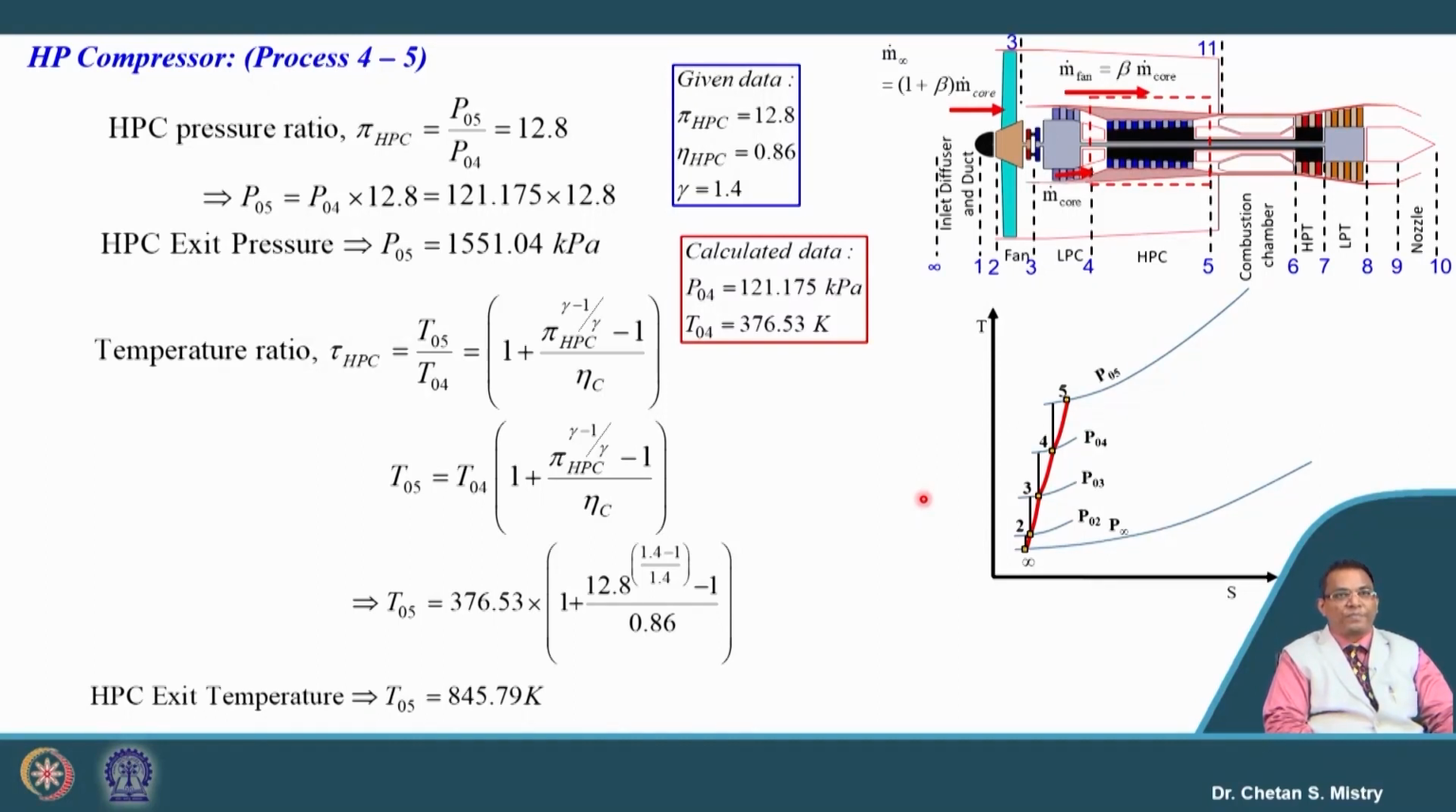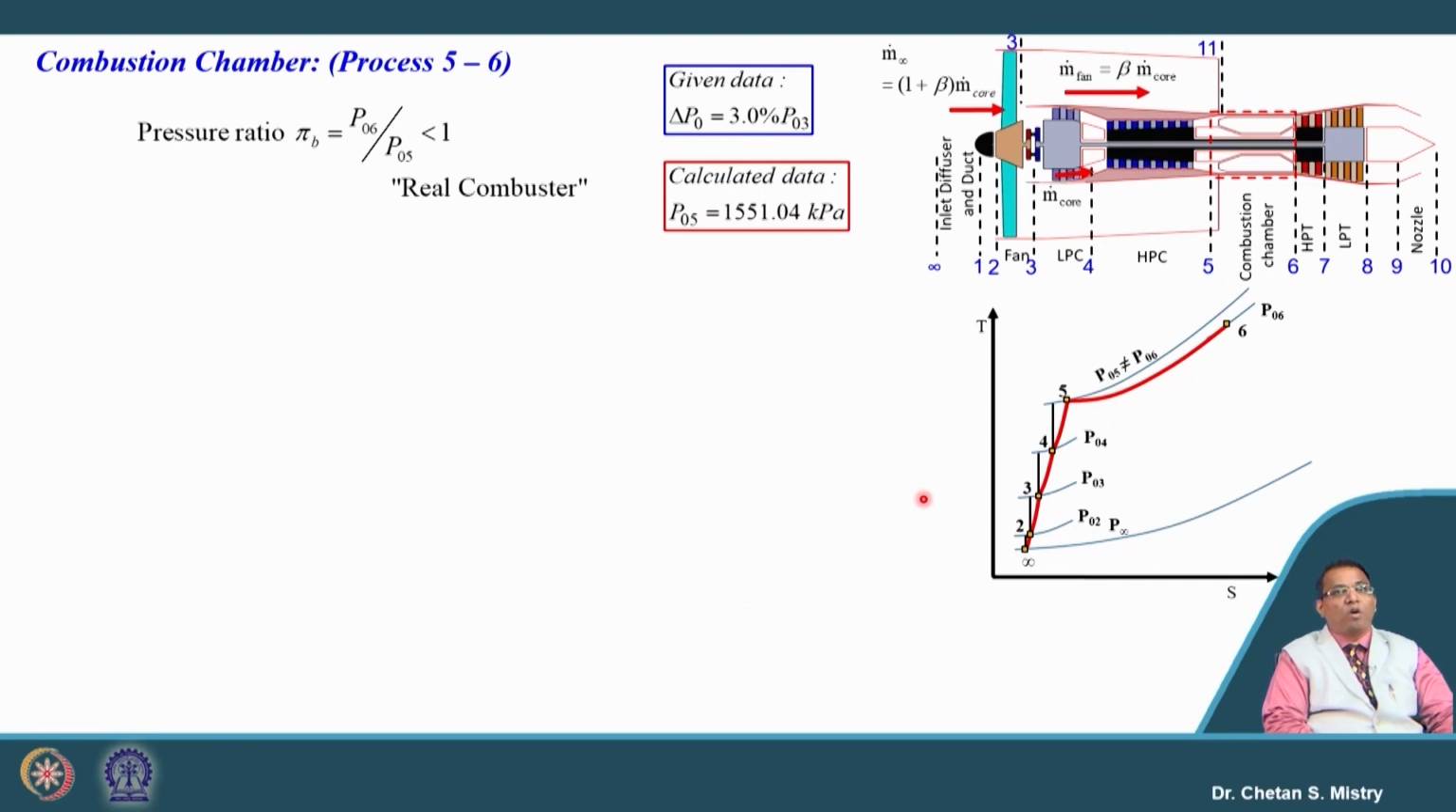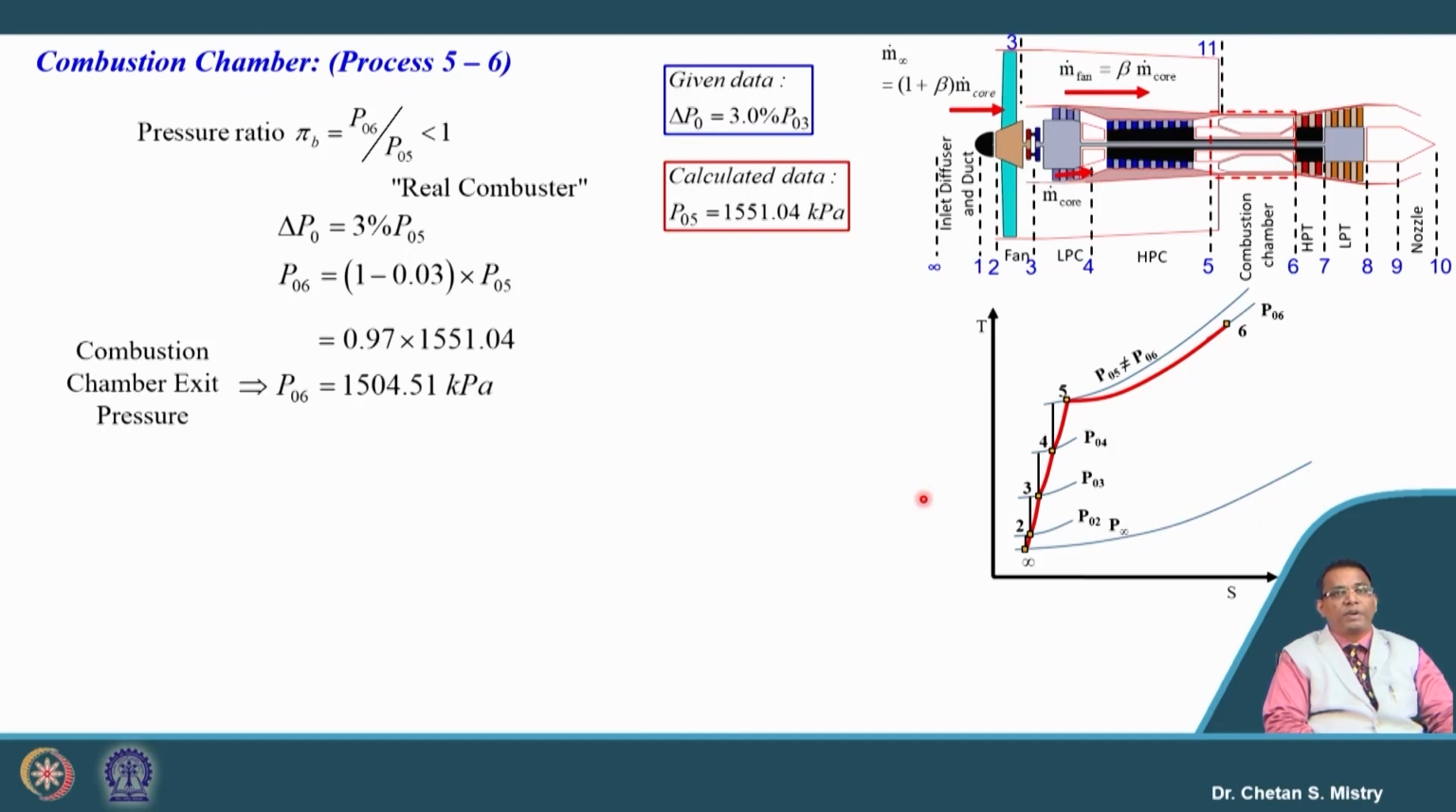845.79 Kelvin. Okay. Now, for the combustion chamber, it says there is a drop of pressure by 3%. So, my exit pressure from the combustion chamber will be 1504.51 kilopascal.